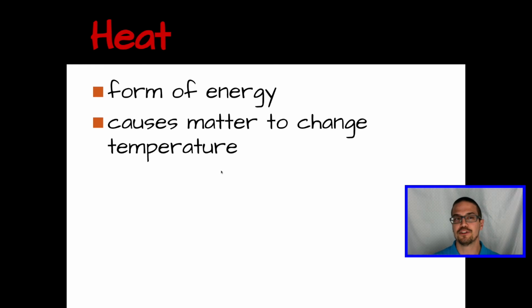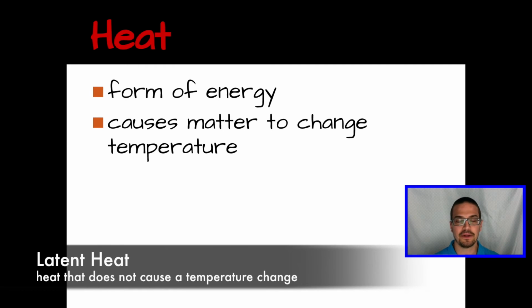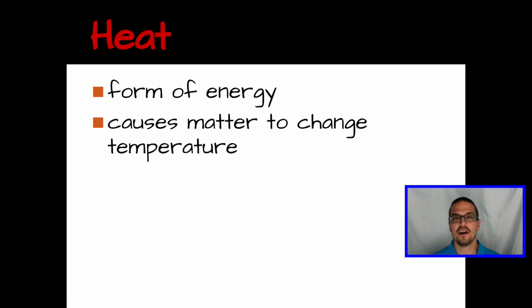Again, temperature is a measurement. Heat causes an object's temperature to change. So how hot or cold something is, heat can help change that temperature. Now, not all heat does actually change temperature depending on what temperature range you're at. There is such a thing called latent heat, but here we're speaking very generally and not worried about this latent heat. So for the most part, just think heat causes matter to change temperature.